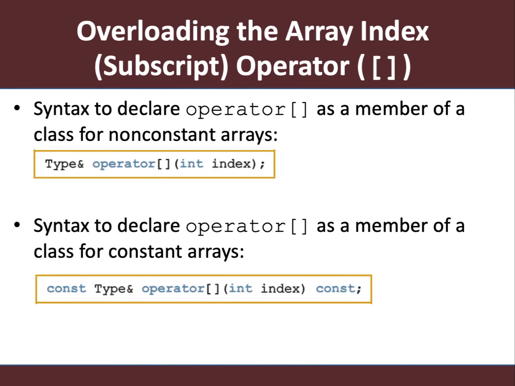Recall that the function to overload the operator subscript for a class must be a member of the class. Furthermore, because an array can be declared as constant or non-constant, we need to overload the operator subscript to handle both cases. The syntax to declare the operator function operator subscript as a member of a class for a non-constant array is type address operator subscript, and then you pass an integer index to it. The syntax to declare the operator function as a member of a class for constant arrays is constant type as an address and operator subscript, where we pass the index integer to it, and of course the keyword constant. In this case, the type is the data type of the array elements.